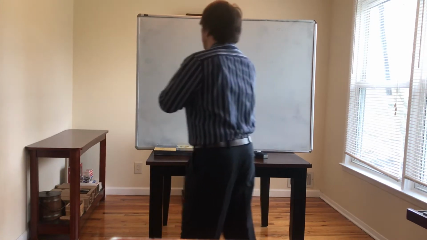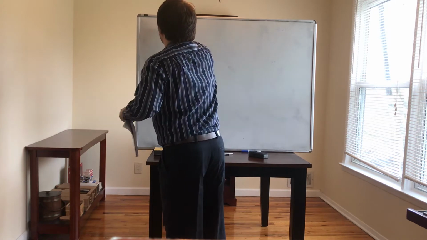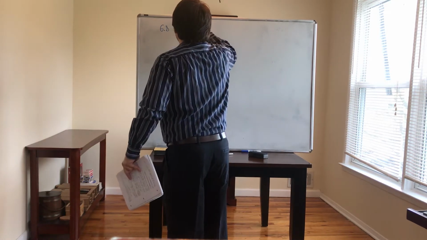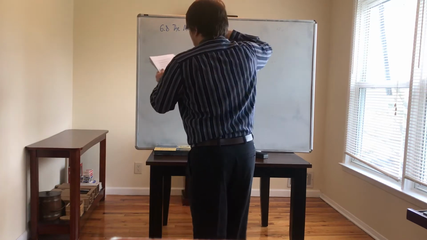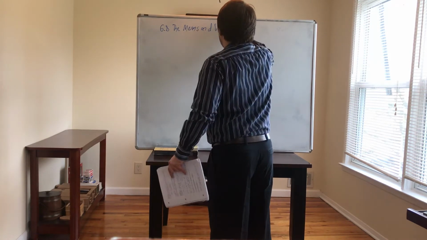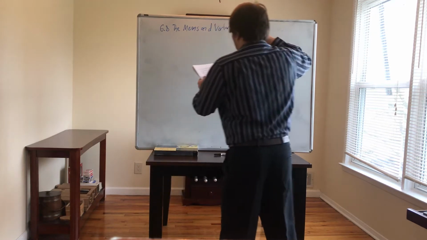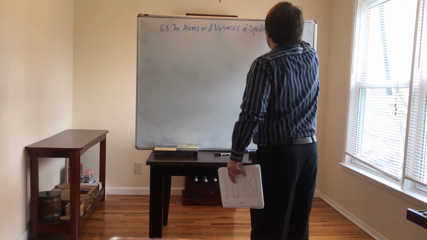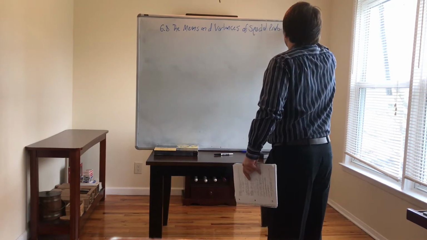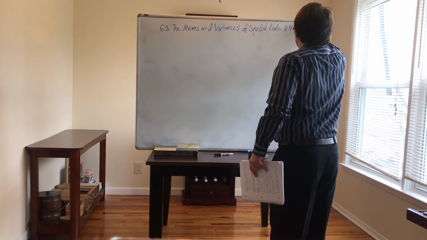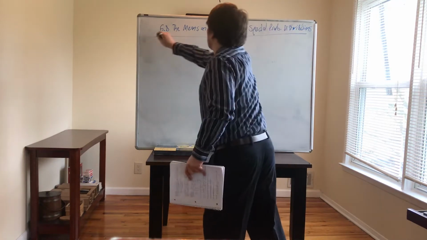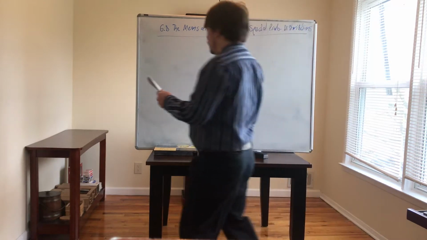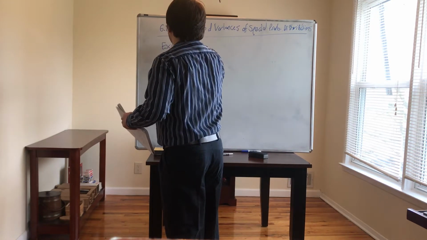And okay, so now 6.8. For 6.8, I want to do the means and variances of special probability distributions. Okay, so example 6.26.